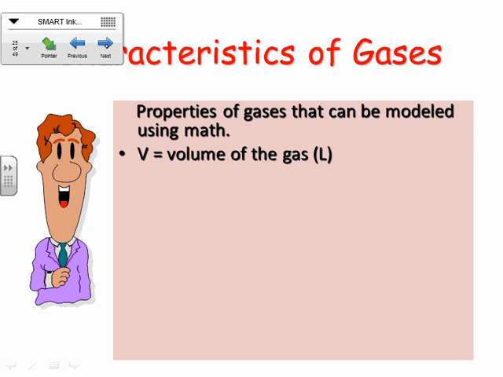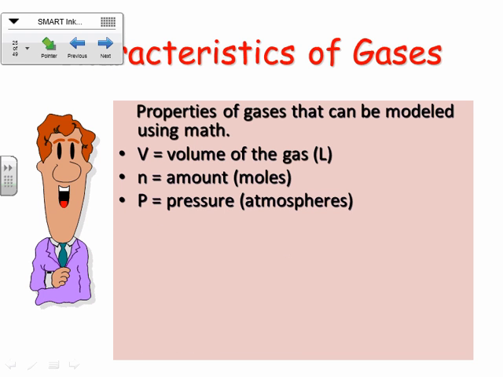The characteristics of gases that we're going to talk about here: volume, amount in moles, and we're going to specifically talk about moles. Sometimes the amount might be given to you in grams, and then you'd have to convert it to moles. But we can do that, right? What do you use to convert from grams to moles? Dimensional analysis using the molar mass on the periodic table, right?